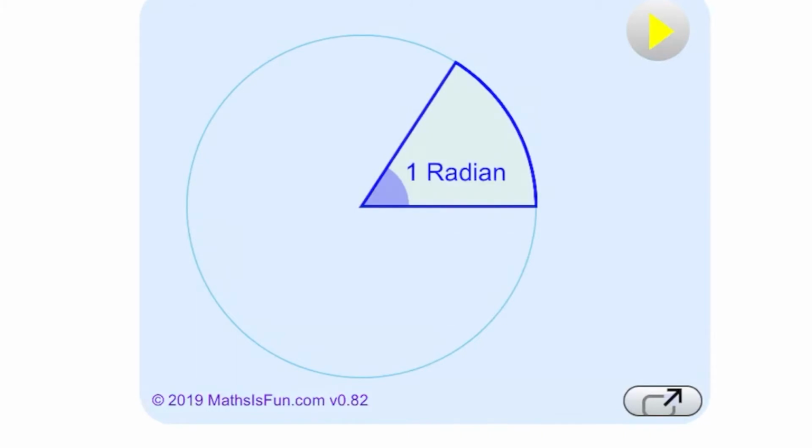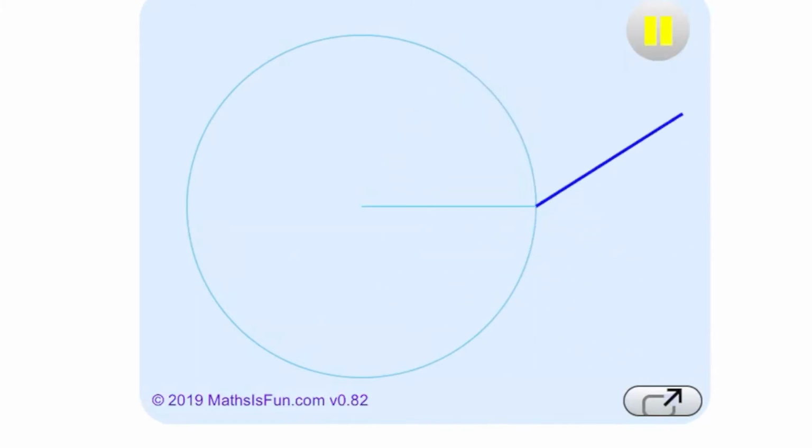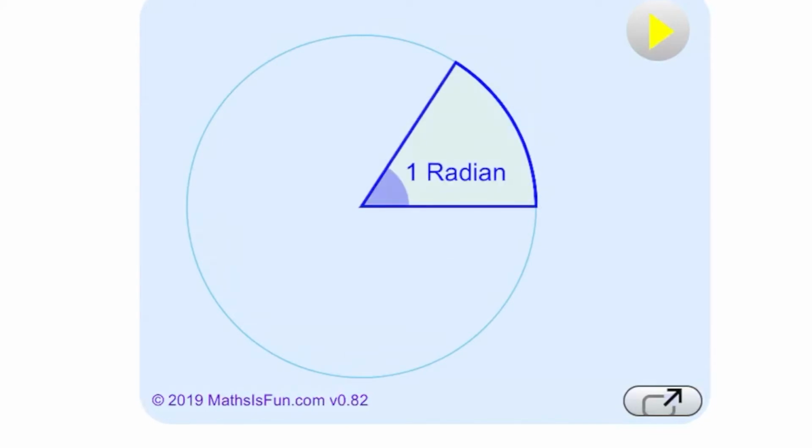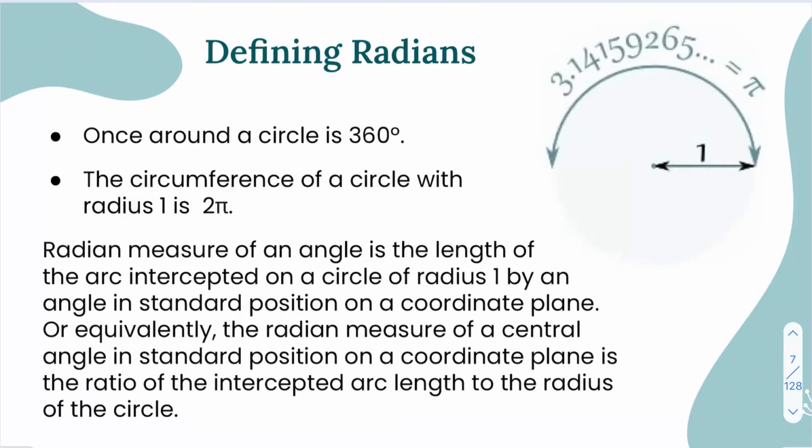Let's play it one more time. We've got the radius. We take that length. The angle made is 1 radian. So 1 radian is when you take the radius and wrap it around the circle and whatever angle is made there. But it's not just whole numbers we can measure radians in.